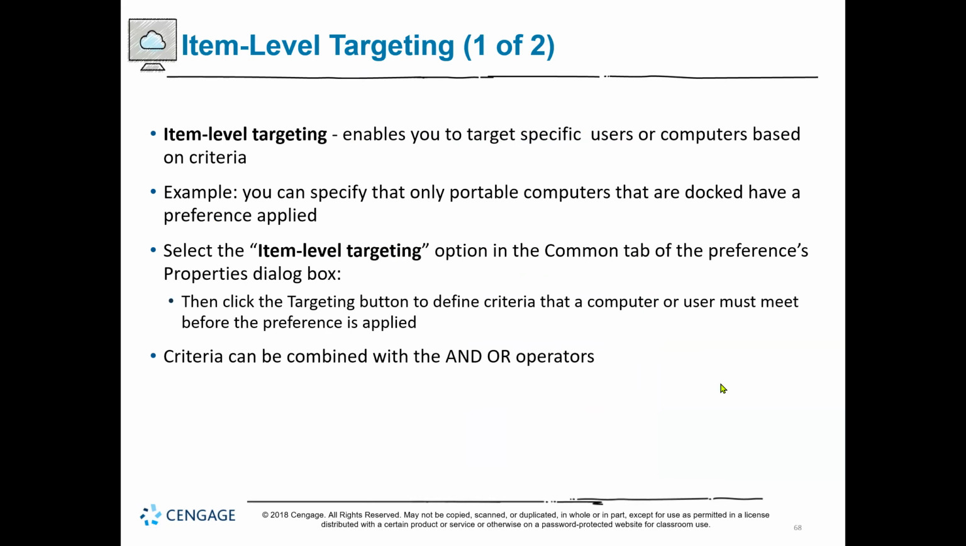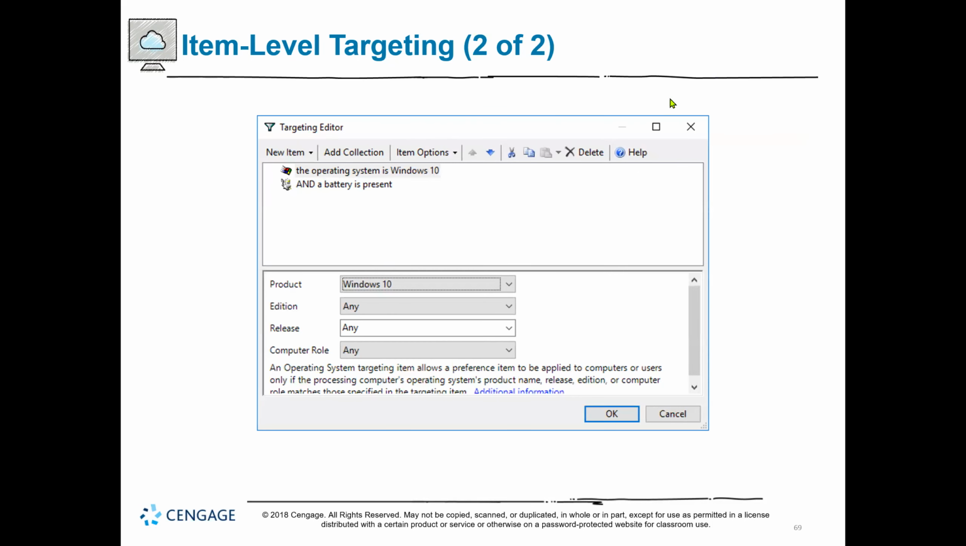Item level targeting enables you to target specific users or computers based on certain criteria. For example, you can specify that only portable computers that are docked have a preference applied. Select the item level targeting option in the common tab of the preferences property dialog box, then click the targeting button that defines criteria that a computer or user must meet before the preference is applied. Criteria can be combined with and/or operators. And here's what that looks like. So we have Windows 10 edition, any, but you can change those as well.